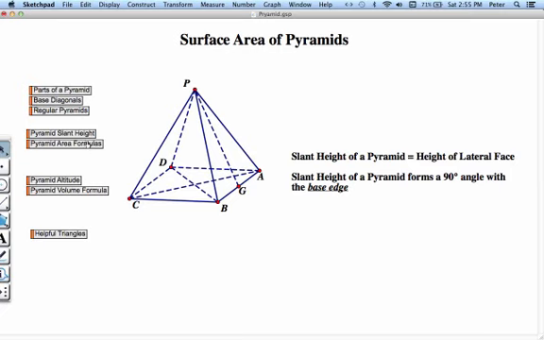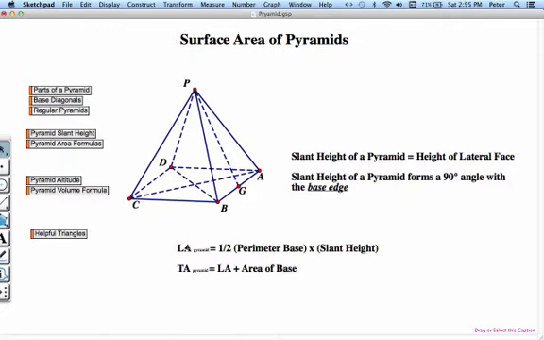Now the slant height is what we use when we're calculating the lateral area and the total area of the pyramid. Now the lateral area of a pyramid is 1/2 the perimeter of the base times the slant height. Now this is only for regular pyramids. Let me state that again. The 1/2 perimeter of the base times the slant height is only for regular pyramids.